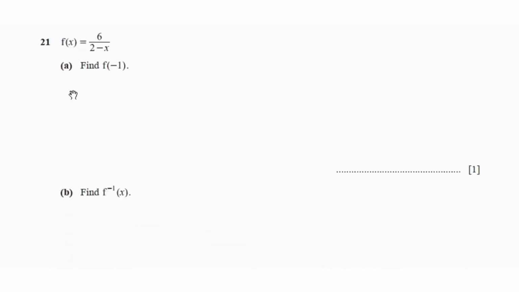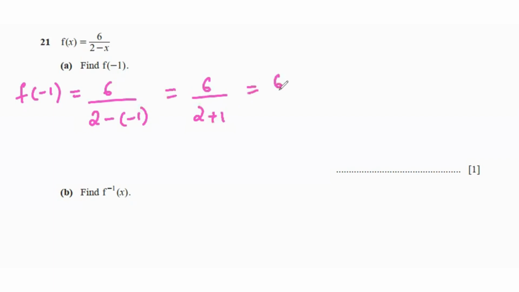Question 21 says f of x equals 6 over 2 minus x. Find f of -1. So that's going to be 6 over 2 minus -1, which is 6 over 2 plus 1, 6 over 3, and that is 2.